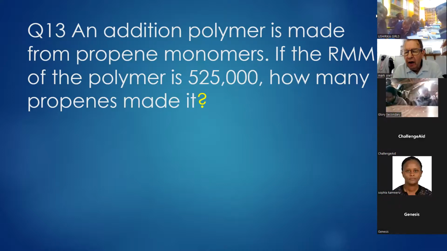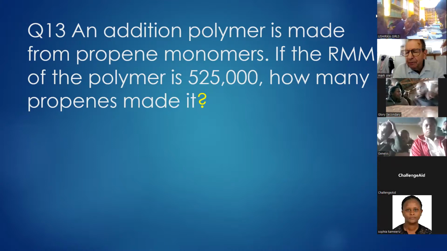So you work out the RMM of the monomer. Come on, Glory, don't give up yet. You can do this. I just showed you how to do this. So if the RMM is 525,000 and it starts with propene, what are the answers?